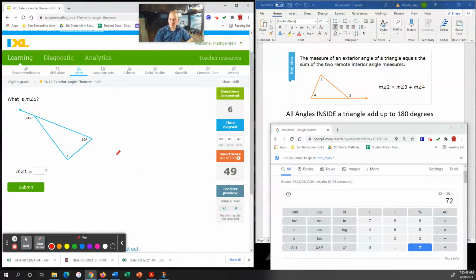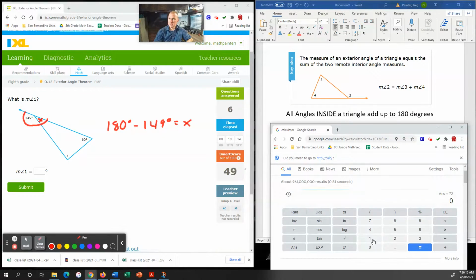All right, next one. We got measure of angle 1. Notice that angle 1 is not on the exterior. It's within the interior of the triangle. So my first step is I want to use the supplementary angle theorem and figure out what is the missing angle by using 180 degrees. So 180 degrees minus 149 degrees will give us the measure of angle x.